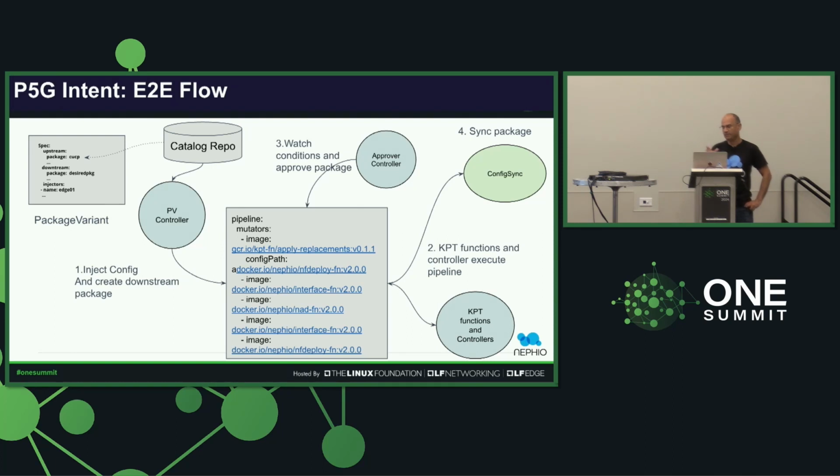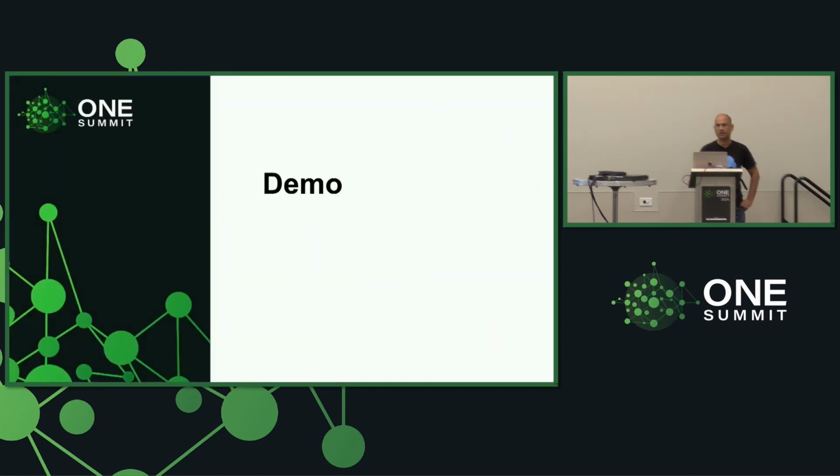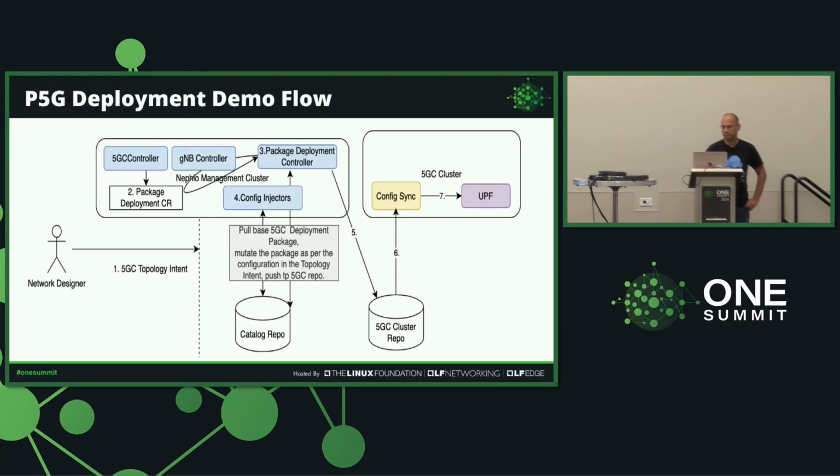And the pipeline is made up of KPT functions and Kubernetes controllers or operators. And then there's a specific thing called an approver controller as well to sort of approve. It's kind of self-explanatory. So with that, I'll switch over to the demo.